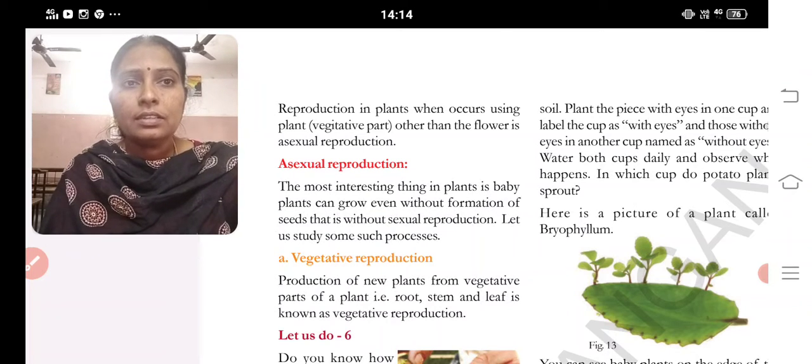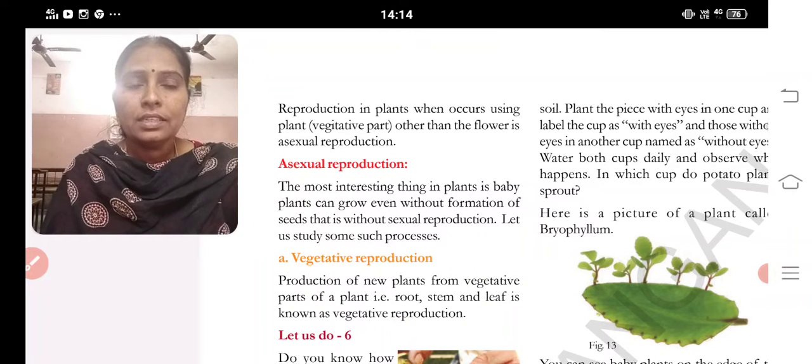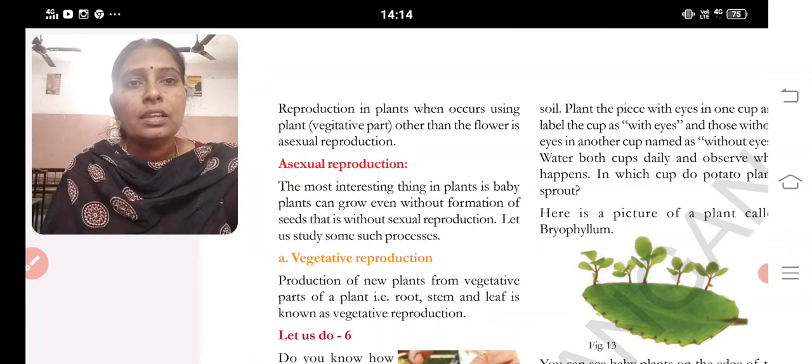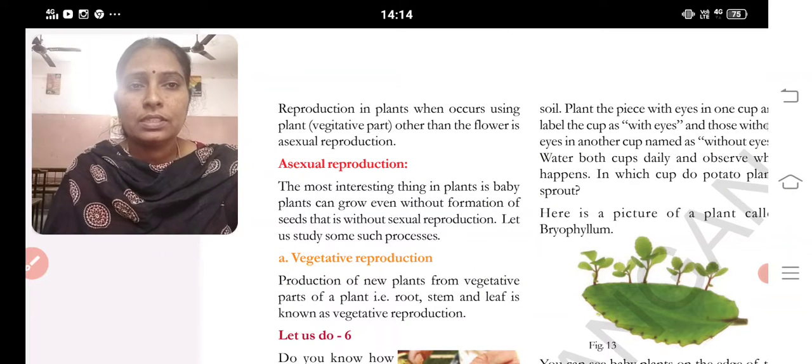Now let us start the new topic, reproduction in plants which occurs usually through the vegetative parts of the plant, other than the flower, which is sexual reproduction. Asexual reproduction: the most interesting thing in the plant is that a baby plant can grow even without the formation of a seed, that is, without sexual reproduction. Let us study some of such processes.